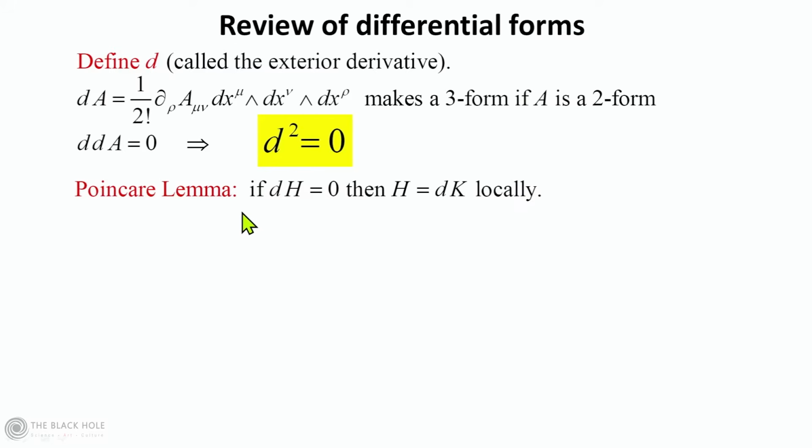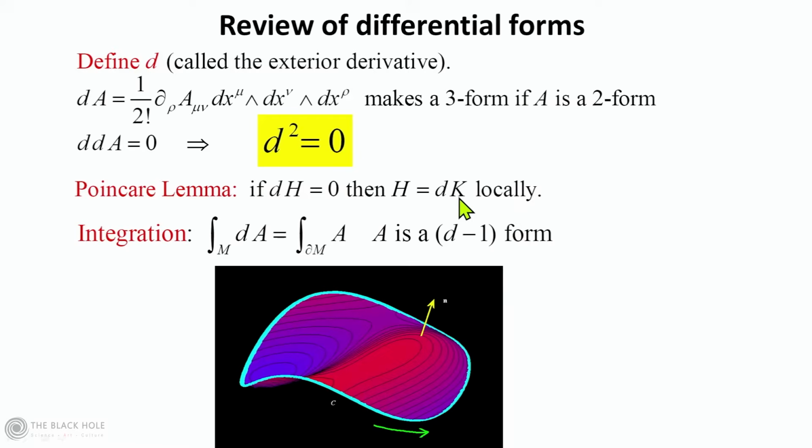This is the Poincare lemma, that if dH is equal to 0, then H is equal to dk. Now, it's pretty obvious that if you take dH, well, that's d squared k, that's 0, but going the other way needs some proof. Of course, we're not going to do any proofs.